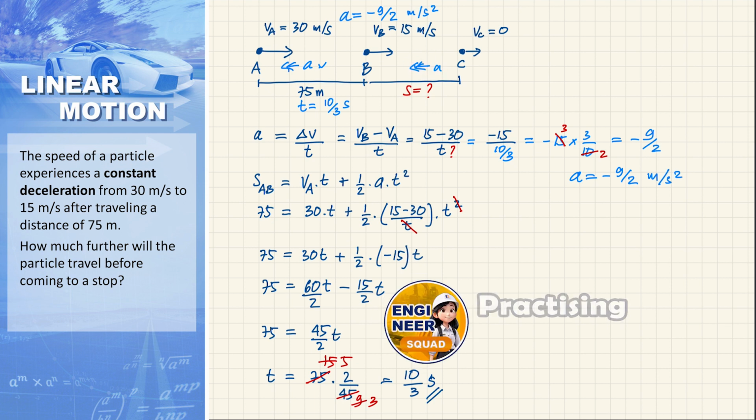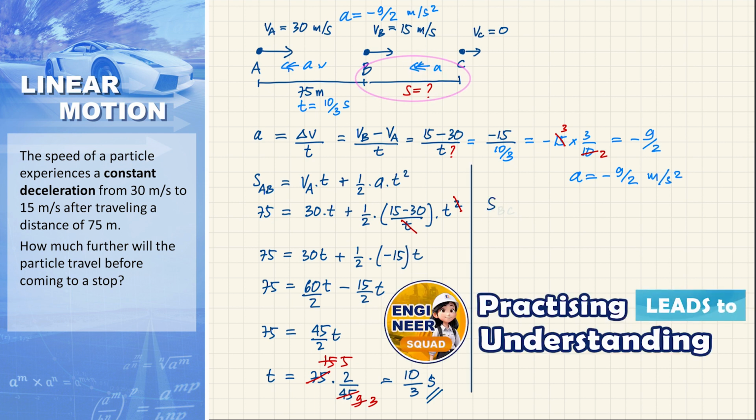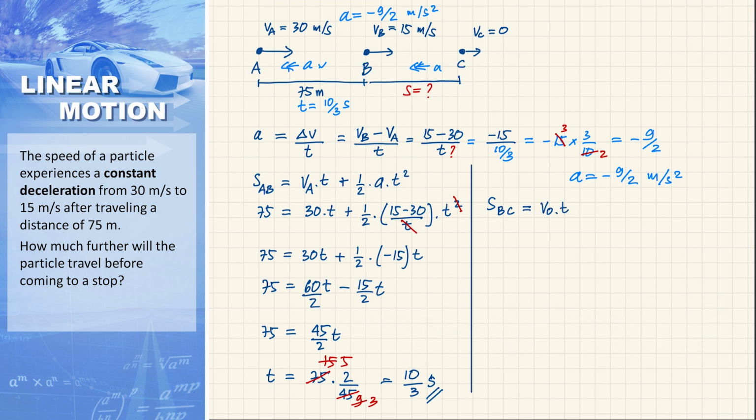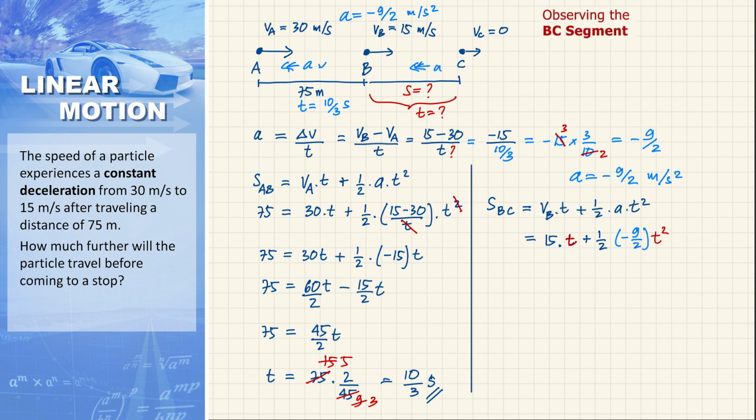Now, we will calculate the distance traveled from B to C. Using the formula, SBC equals initial velocity multiplied by t plus 1/2 times A times t square. V0 for the BC segment is VB, which is 15 meters per second. The t in this segment is still unknown. We denote it as red t. The value of A is substituted. Now, we should find out the value of red t.